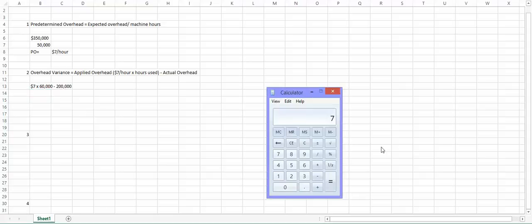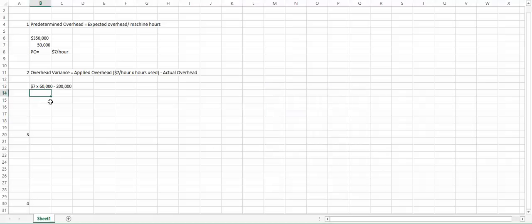So let's take our 7 times 60,000, which gives us 420,000. And we say we only used 200,000 for our overhead, so we're going to subtract the 200,000. That gives us an overhead variance of 220,000. In reality, it is not going to be anywhere near that high. So you would do the same principle for your homework.